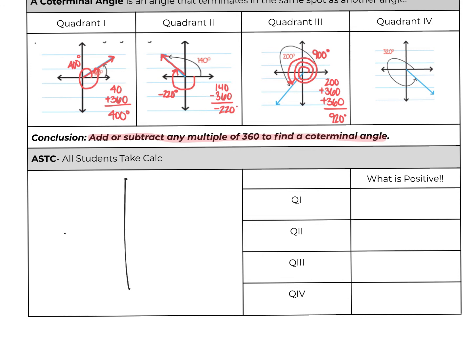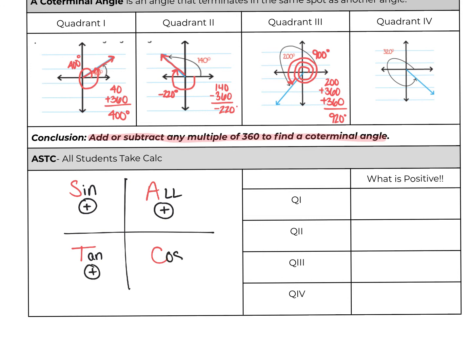So let's just draw a nice big XY axis, and let's put an A, S, T, C. A stands for all trig functions are positive here. S stands for sine, that sine is only positive here. T stands for tangent, that tangent is only positive here. And C stands for cosine, is only positive here.